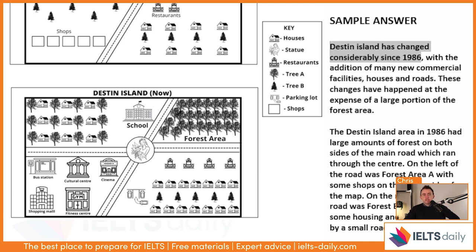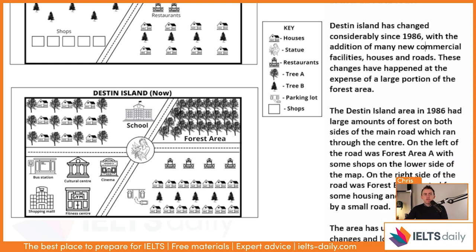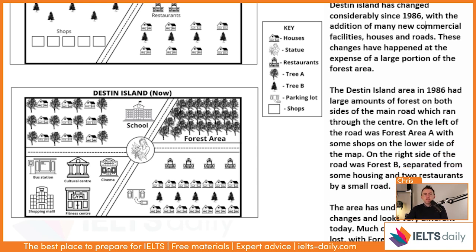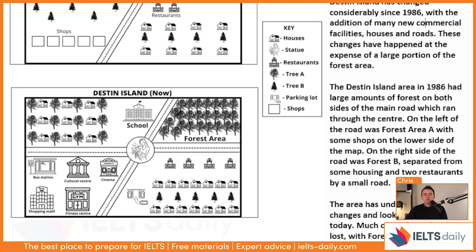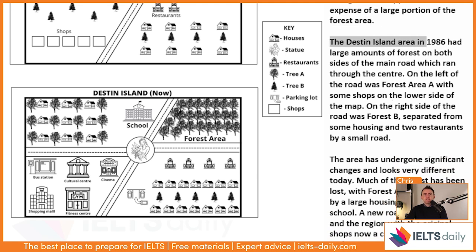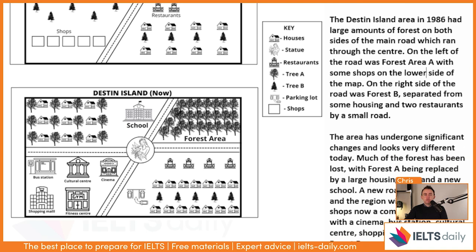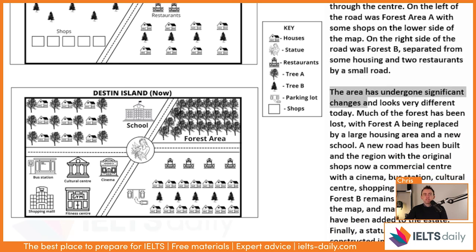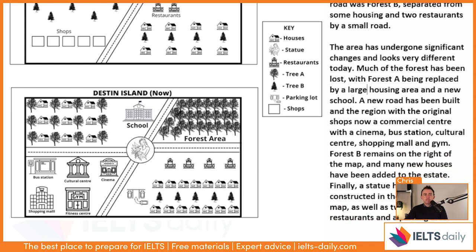Destin Island has changed considerably since 1986, with the addition of many new commercial facilities, houses and roads. These changes have happened at the expense of a large portion of the forest area. So far, so good. The Destin Island area in 1986 had large amounts of forest on both sides of the main road which ran through the centre. On the left of the road was Forest A, with some shops on the lower side of the map. On the right side of the road was Forest B, separated from some housing and two restaurants by a small road. The area has undergone significant changes and looks very different today.